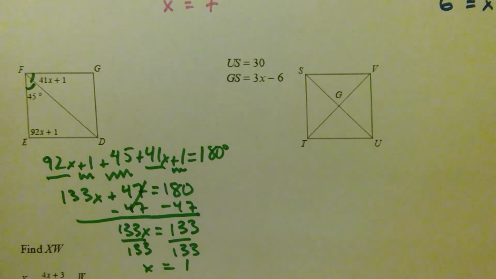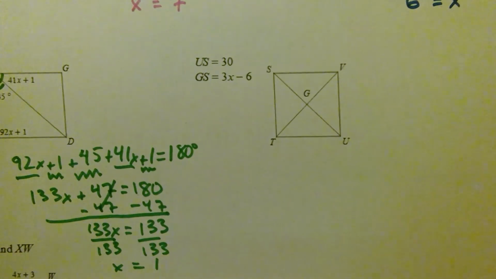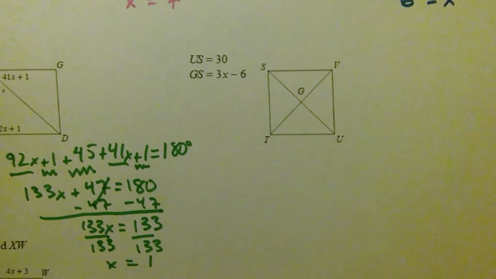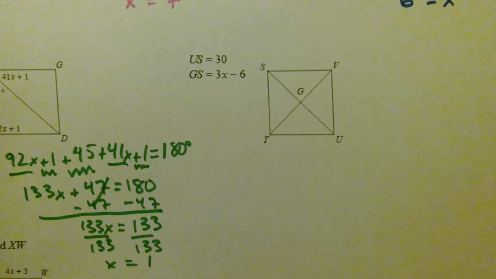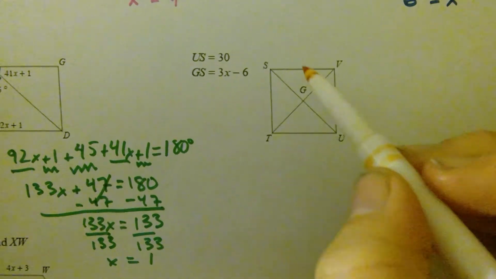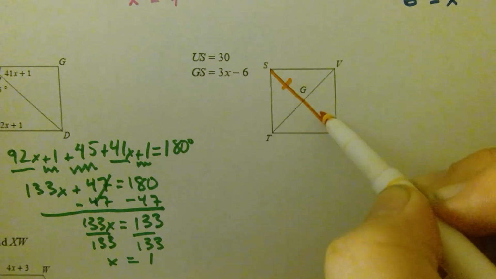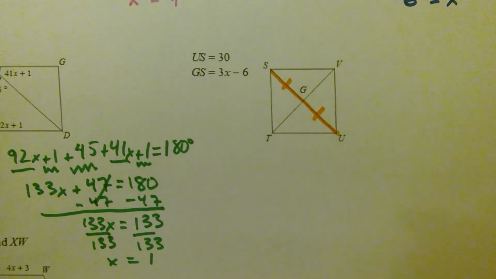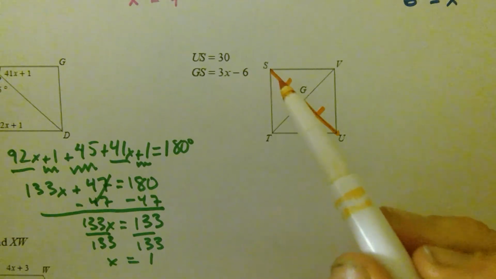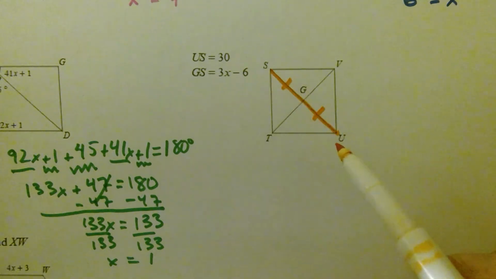Get some emerald here. Bam, we're kicking up a level. I got some diagonals here, and we know that US is 30. We know that GS is 3x minus 6. And we know that if diagonals bisect each other, that means that for this whole length here, this and this must be equal. So we know that GS is 3x minus 6. We know that US, the whole length, is 30.